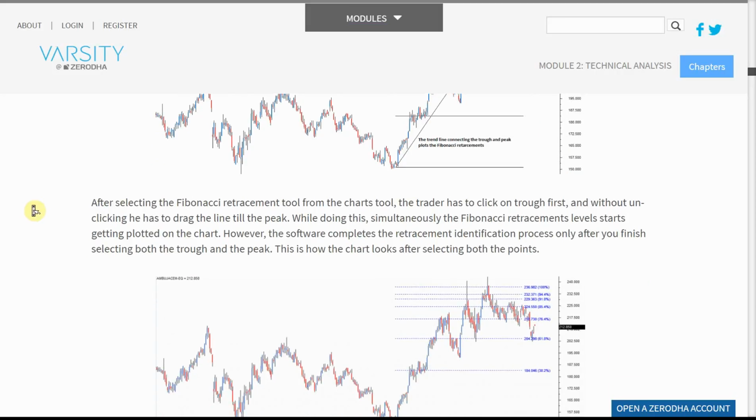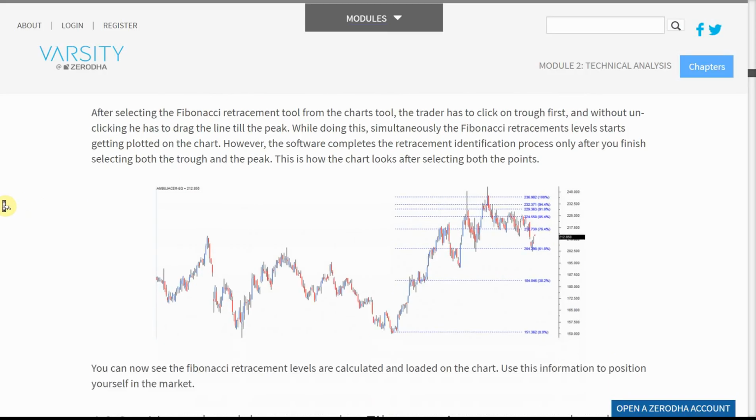Simultaneously, the Fibonacci retracement levels start getting plotted on the chart. However, the software completes the retracement identification process only after you finish selecting both the trough and the peak. This is how the chart looks after selecting both the points. You can now see the Fibonacci retracement levels are calculated and loaded on the chart. Use this information to position yourself in the market.